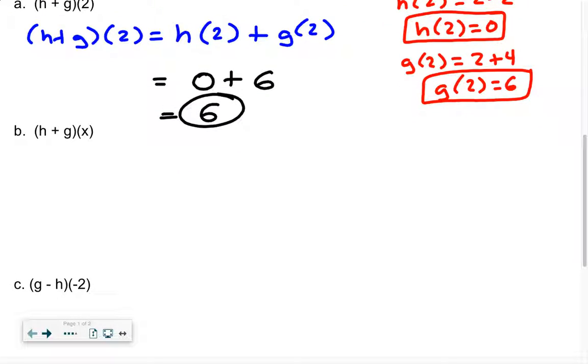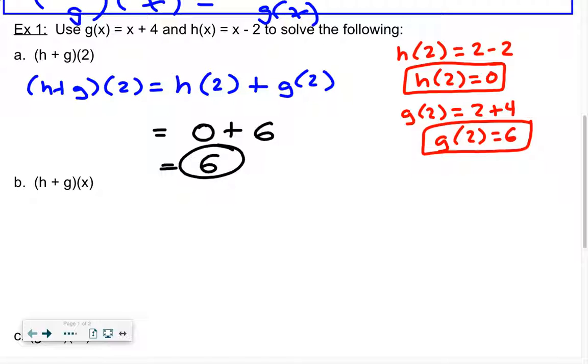H plus g of x. Now notice the difference between part A and part B. In part A, we were actually evaluating for a particular value. Here, they're just leaving it as x. So again, let's go back to the definition of this thing. What does this really mean?